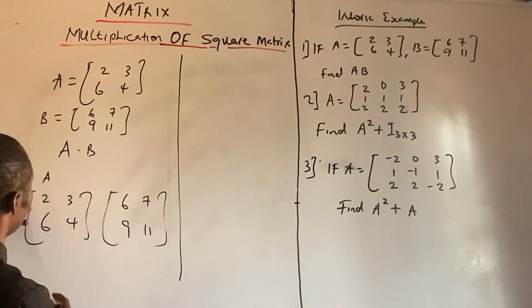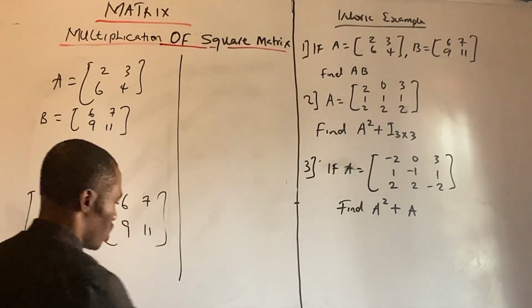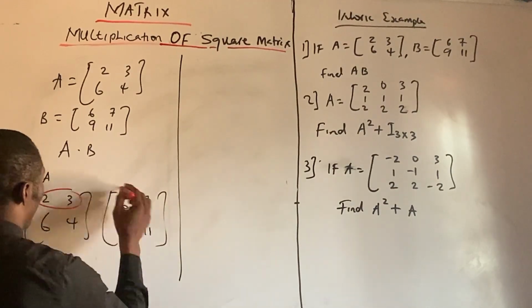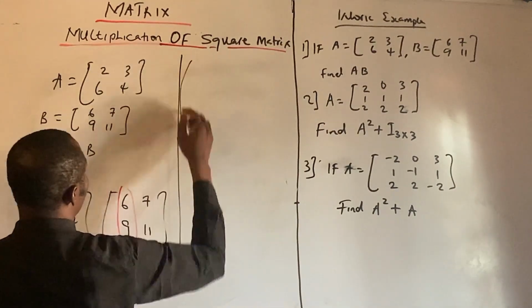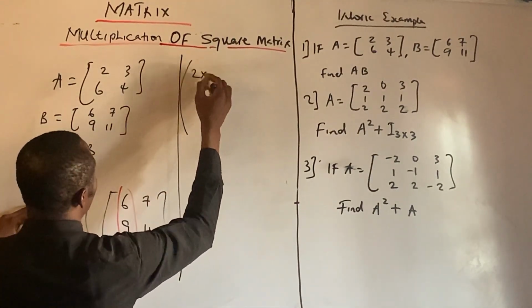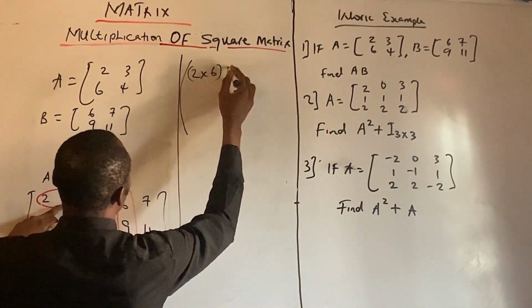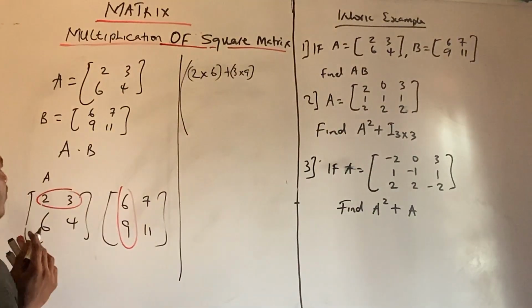So how do I multiply? You're going to multiply the first row with the first column. Let me use a red pen now. You multiply the first row with the first column. Let's try that. So what we're going to have is this: 2 multiplied by 6, 2 times 6, and then 3 multiplied by 9, plus 3 times 9. All right, so that's the first thing to do.